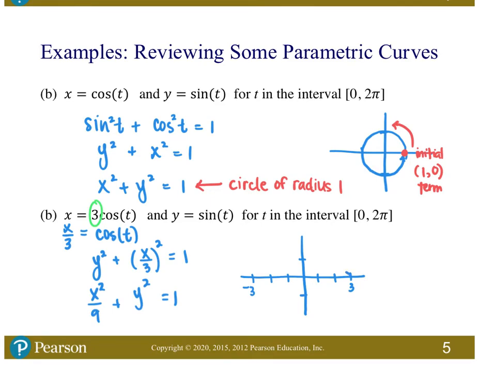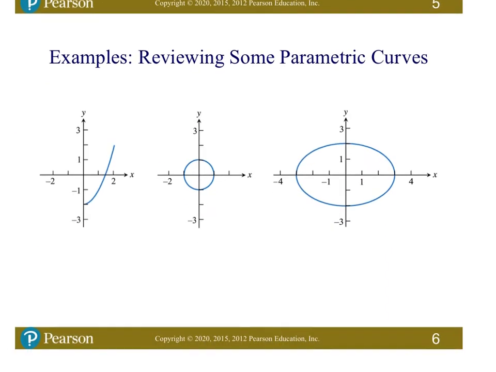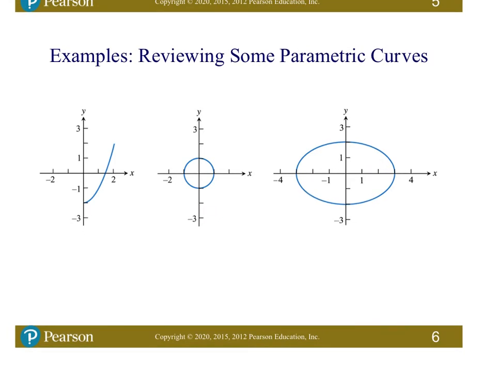And so this is now an ellipse coming through here. Direction still is counterclockwise, and we're doing a full 0 to 2 pi interval. So the initial and the terminal is the same, and it's 3, 0. Here's some better drawings than what I did of the Cartesian equations you just saw.